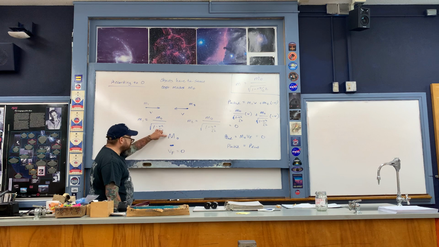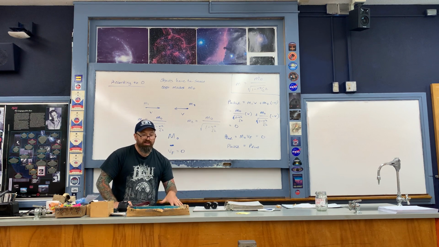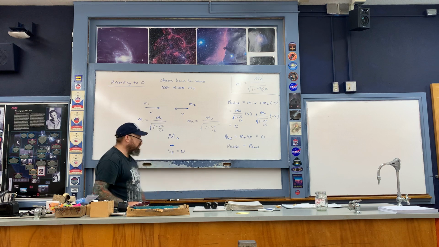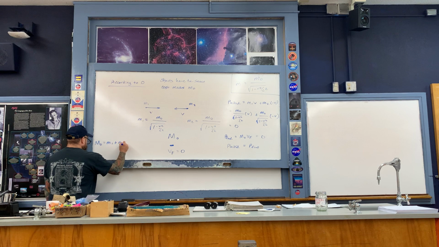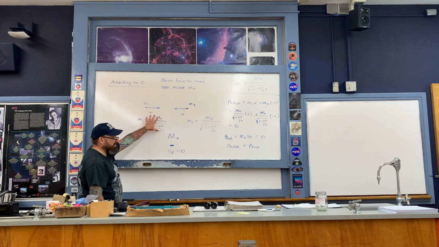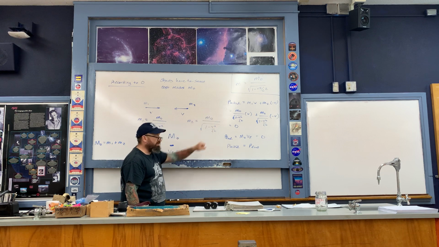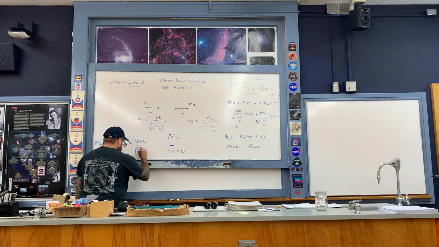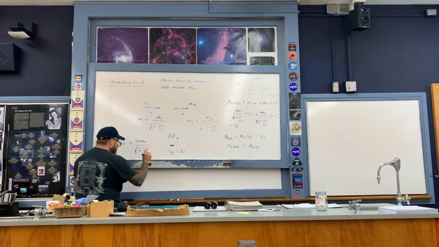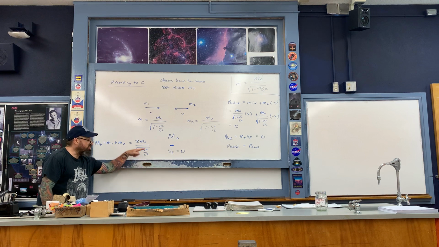And now let's focus in on exactly what is meant by the capital M naught. Capital M naught is M1 plus M2, where M1 is this value here, and M2 is this value here. Add them together. That then gives you this value here. Notice that this value is greater than 2 M naught.